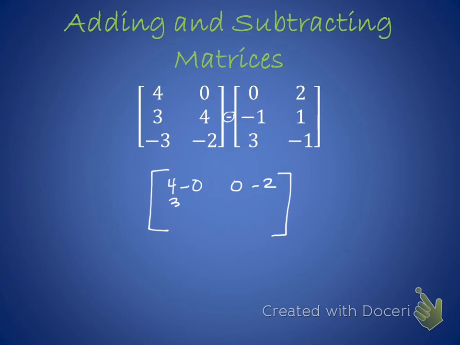Now look what I've got here. Minus what? Negative 1. What am I going to have to do to that double negative? Make it a positive. So I'm going to go ahead and change it so I don't even have to worry about it when I go to add. Then I've got 4 minus 1. Here we go. Negative 3 minus 3. And negative 2 minus negative 1.